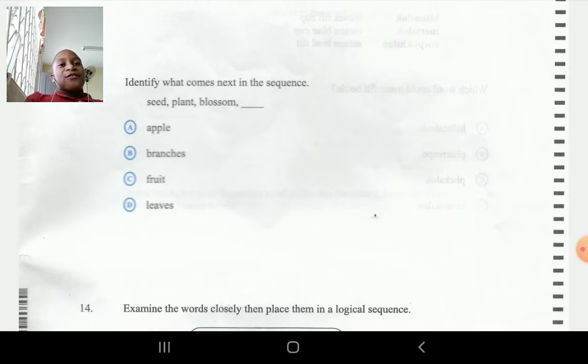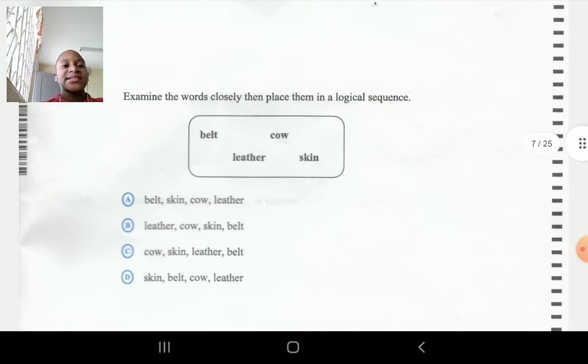Identify what comes next in the sequence. First you have the seed, then it grows out of its shell, then it forms a plant, then it blossoms. It couldn't be apple, even though apple is a fruit. Not all trees blossom into an apple. Oh my God, all of them are blossoming into an apple. Okay, so it's obviously seed, because there you have the seed, then the plant, then the blossom, then you have the fruit, in a natural plant cycle.